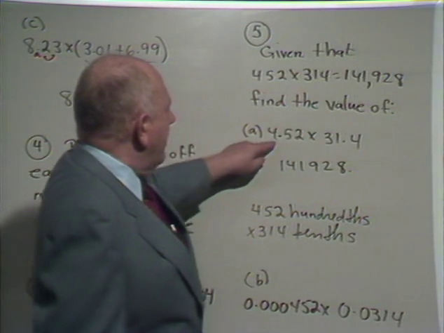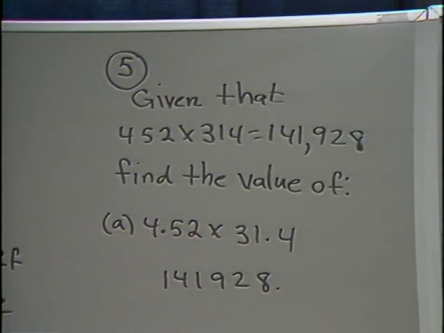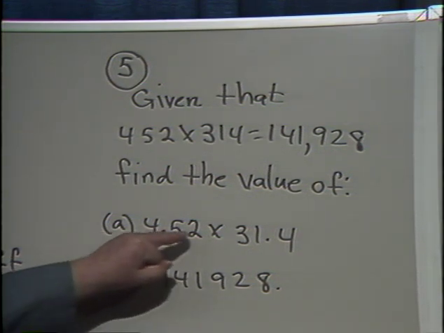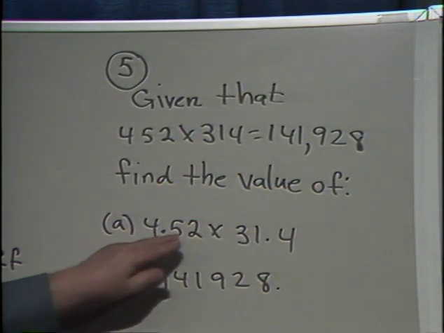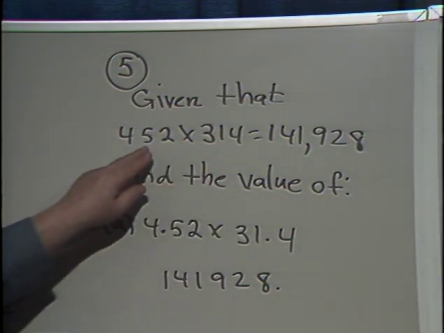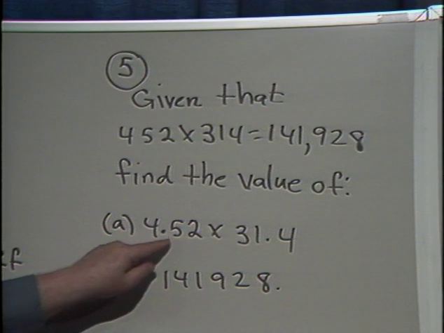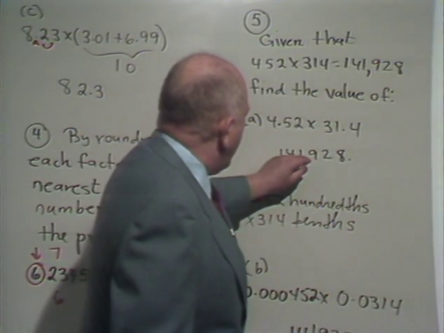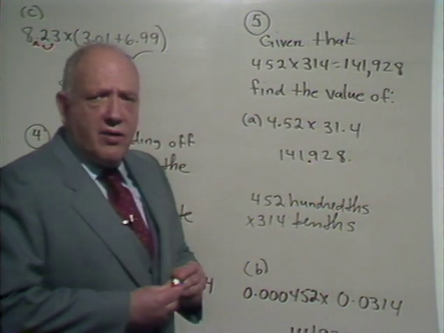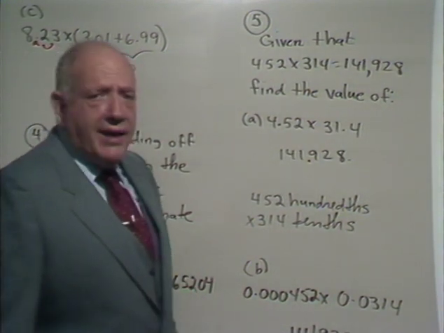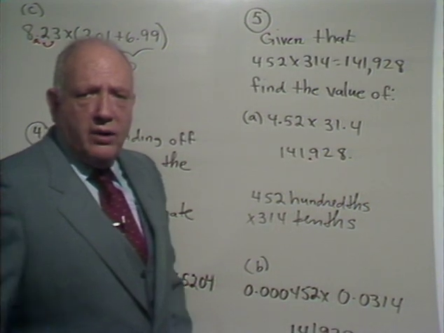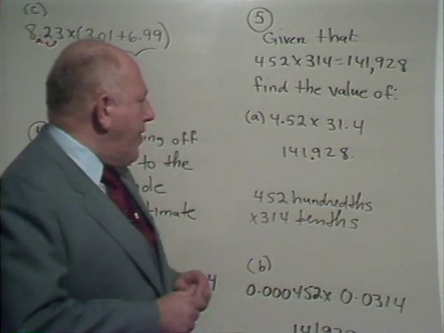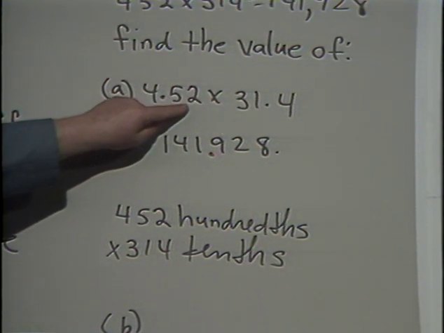And based on this, I'm saying, without doing any more work, how much is 4.52 times 31.4? You see, what I want you to get the feeling of is that when you multiply two decimals, you pretend the decimal points are not in here. Well, that's exactly what this would give me. Then what do you do? You count the number of decimal digits to the right of the decimal point. There are 2 here and 1 here. That's 3 places. So you now move the decimal point in 3 places, and the answer is what? 141 and 928 thousandths. 141.928.